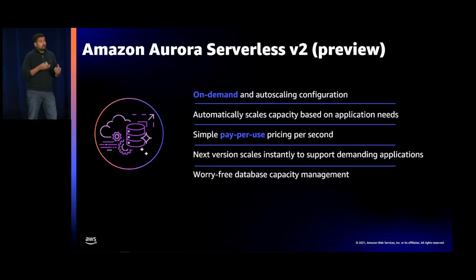Of course, you only pay for the resources you are using at that point in time, instead of paying for peak capacity if you are provisioning for that. In the next version of Aurora Serverless, what we call Aurora Serverless V2, what we are providing is instant and fine-grained scaling adjustments so that you can operate even the most demanding applications on Aurora Serverless databases and run them without having to worry about database capacity management.